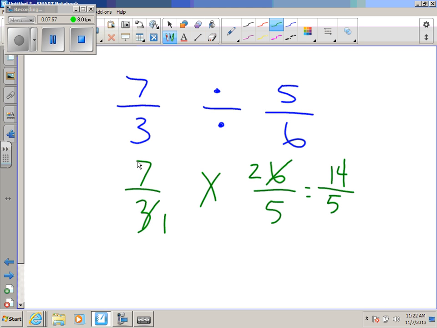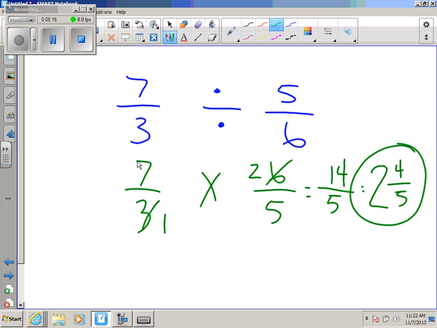Improper, gotta fix it. How many times can I put 5 into 14? Twice gives me 10. Take 10 away from the 14, how many are left? Yes.